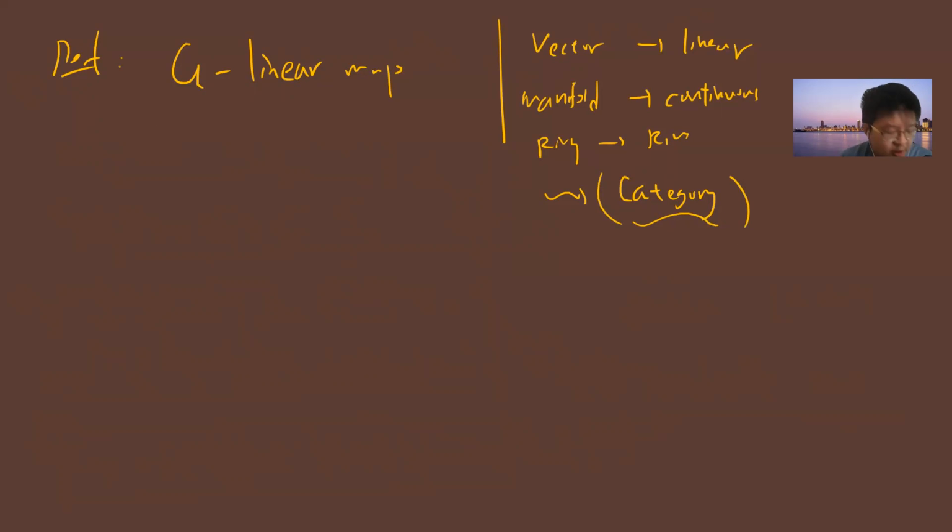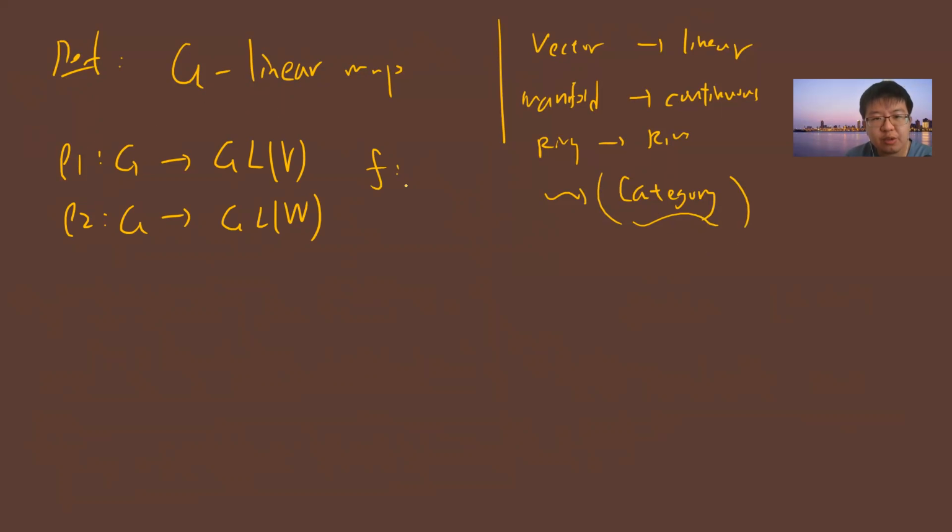Basically, all group representations can form a category. This is the famous representation category. I will talk about this in the future, maybe in some cases, but not in detail. So the key is that if somebody gives you two representations, one is V, one is W, and suppose you have a linear map from V to W, it's called a G-linear map.